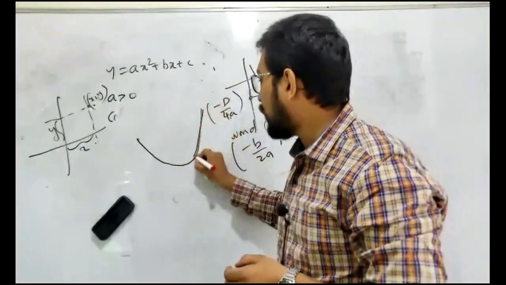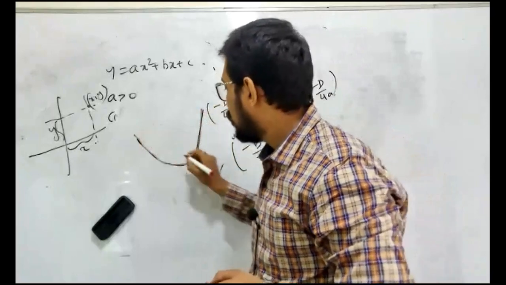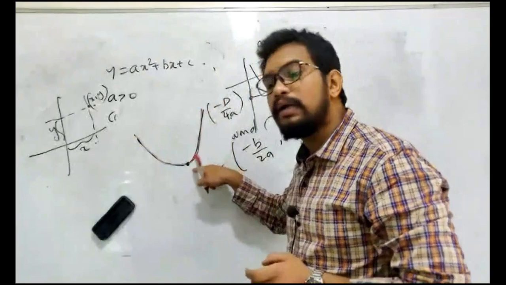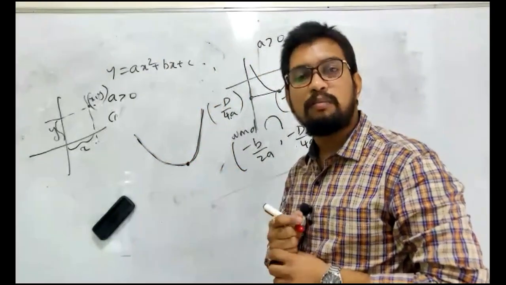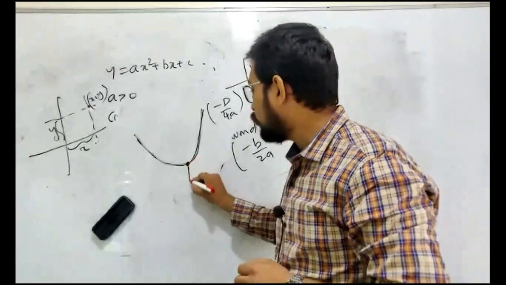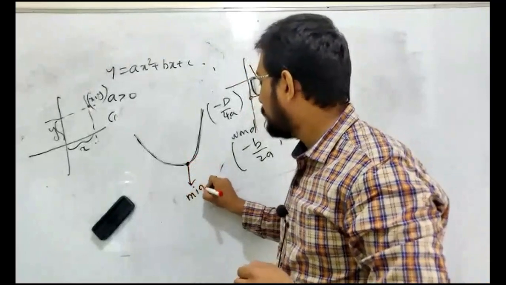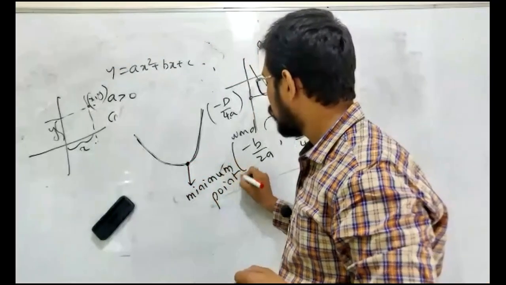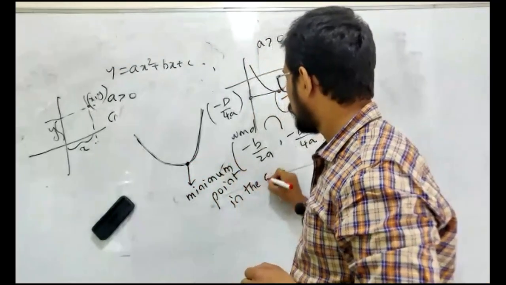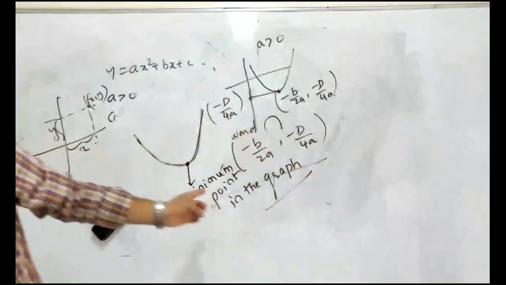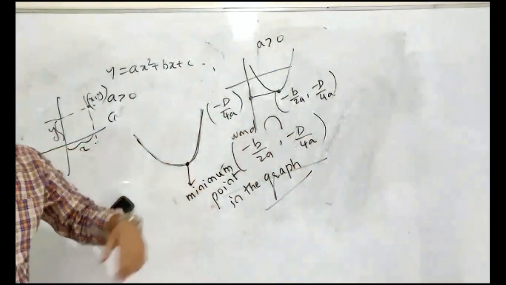Now listen very carefully. You have seen this parabola. There is some point like this. Now this point is the minimum most point. Whatever point you are taking here, that point is the lowest point.